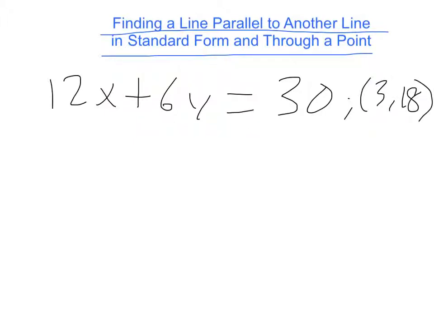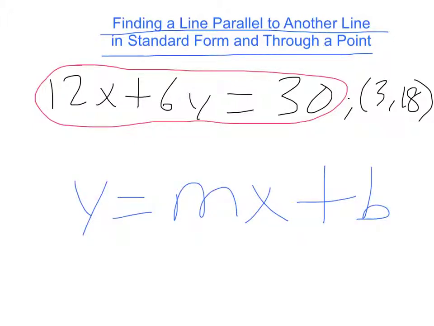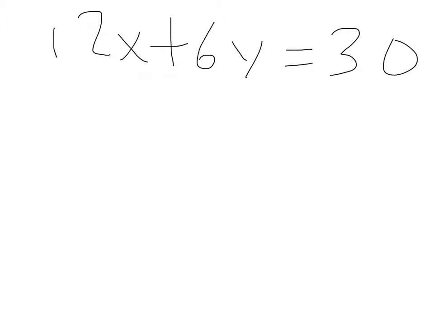So what we need to do is take this equation right here, 12x plus 6y equals 30, and put it in slope-intercept form, which is written as follows: y equals mx plus b, where m is the slope and b is the y-intercept. So let's do that. 12x plus 6y equals 30. What we are going to do is isolate the 6y as it was in y equals mx plus b.